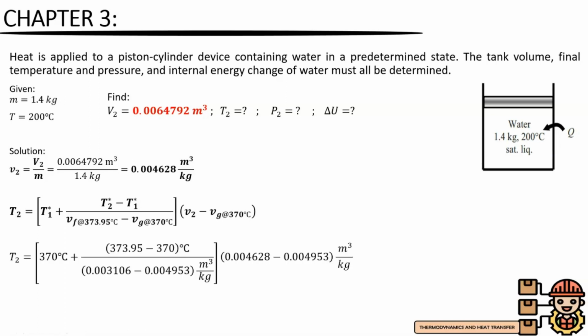So by plugging in the given values, we have 370 degrees Celsius plus 373.95 minus 370 degrees Celsius divided by 0.003106 minus 0.004953 cubic meter per kilogram, times 0.004628, which is the value of our specific volume at state 2, minus the 0.004953 cubic meter per kilogram. And by simplifying this equation, we can get the value of 370.7 degrees Celsius. Now we have the value for T2.